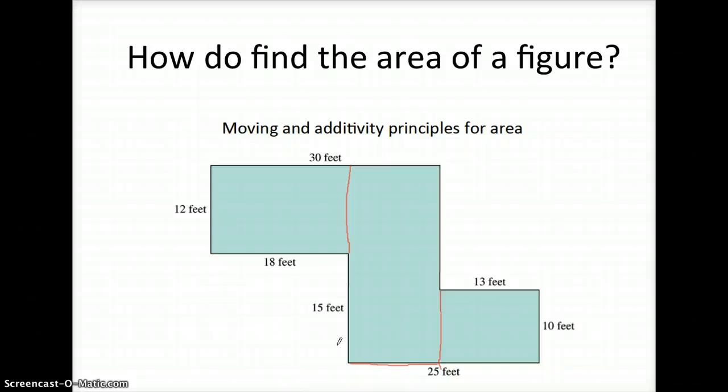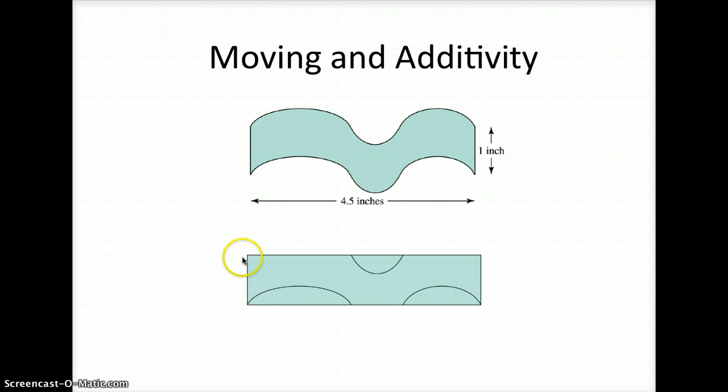But we are using this idea of additivity here, and that we can break up a shape into smaller pieces and then recombine them in order to find an area. And this works with all sorts of shapes.